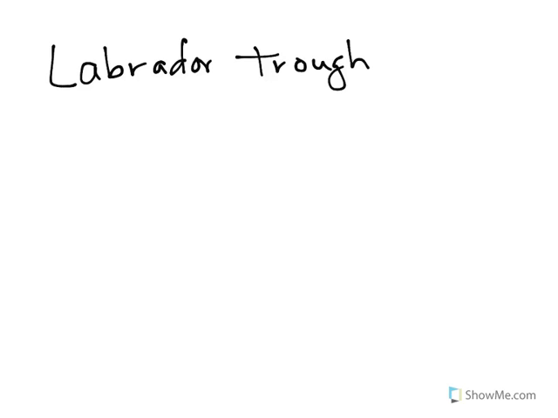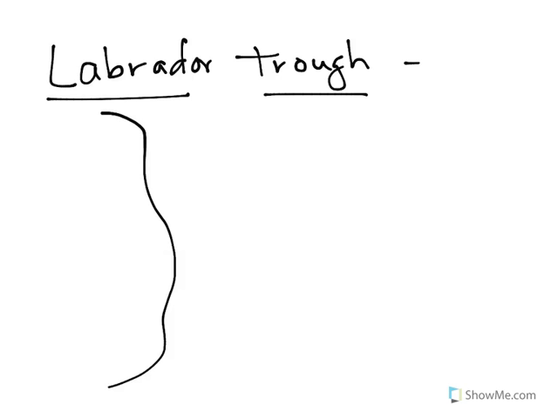So I want to take a moment here to talk about what the Labrador Trough actually is and the Hudsonian orogeny. So the Labrador Trough is the continental margin for Canada. So when we talked about continents, when they initially form, if we talk about the edge of the continent, it's going to be a cliff.